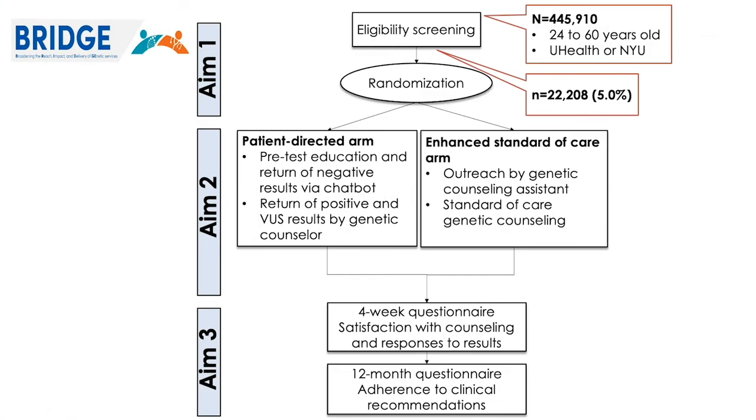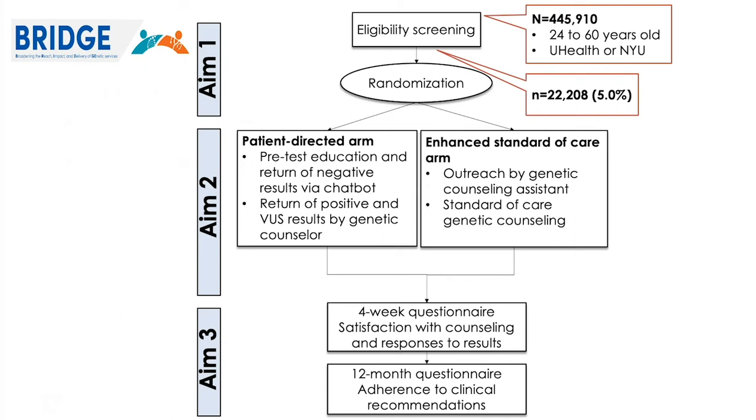This is the study flow diagram for Bridge. We will be going over the workflow in greater detail when Guilherme del Fiol presents, but this is to introduce you to the different genetic services models. The first aim is, again, to identify individuals who are potentially at increased risk so that we can offer genetic evaluation. That aim has largely been completed. So as you can see, between our two healthcare systems at the University of Utah and NYU, there were just under 450,000 individuals who fall into the age range of interest, which was 24 to 60.